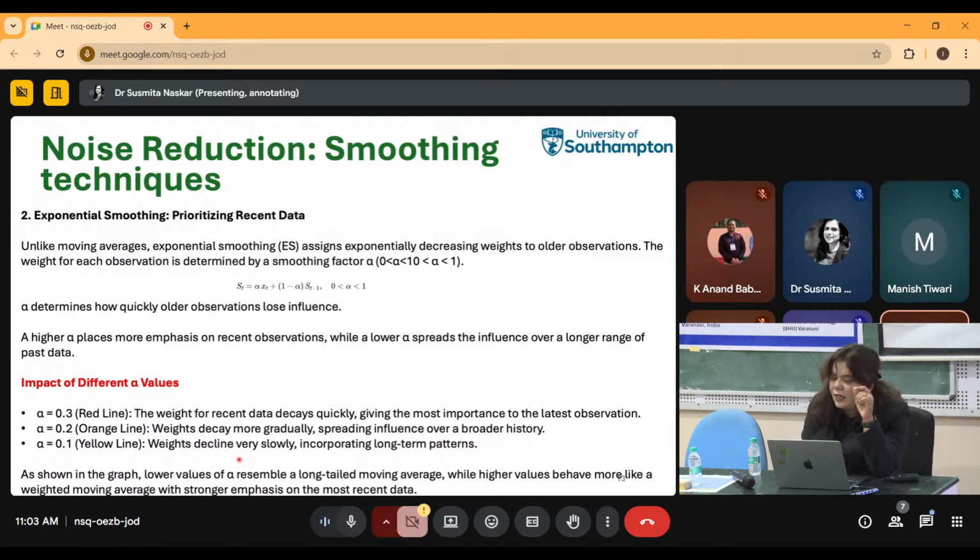Basically, you have to pick an alpha to trade off smoothness against responsiveness, so picking an alpha is important. The higher the alpha, the faster it follows the changing signal. The lower the alpha, the steadier the trend you get. So choosing the alpha is very, very important for exponential smoothing, right?